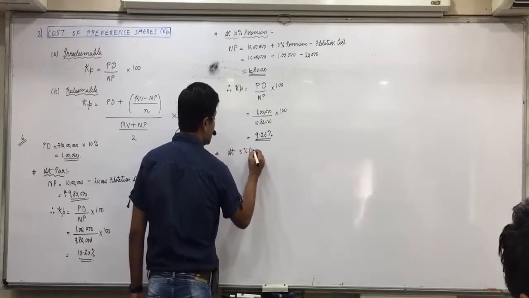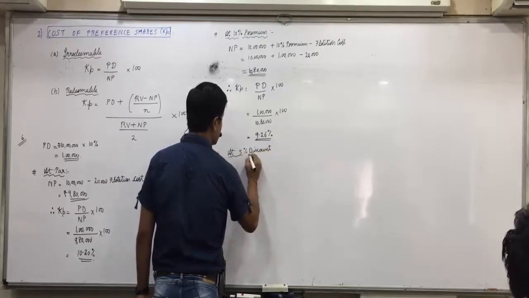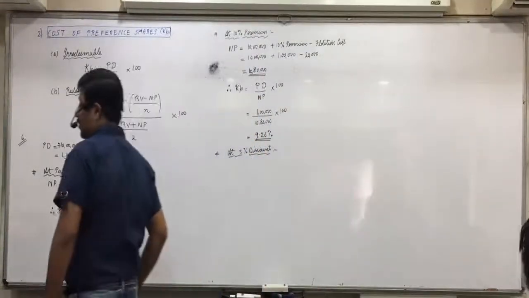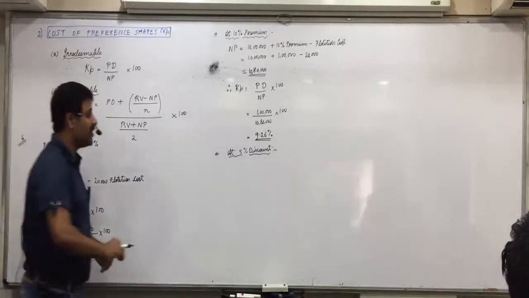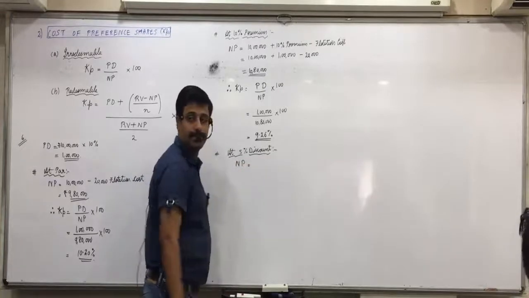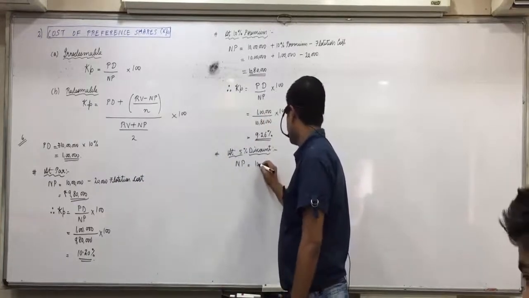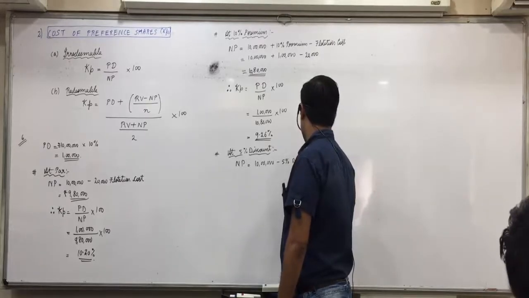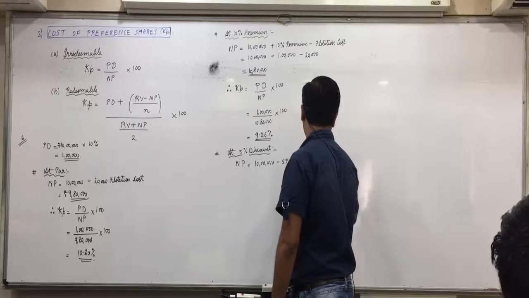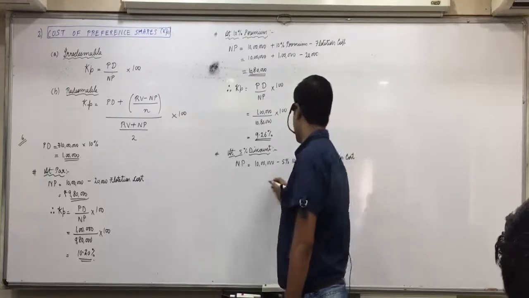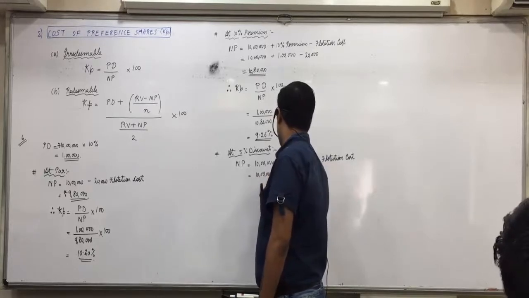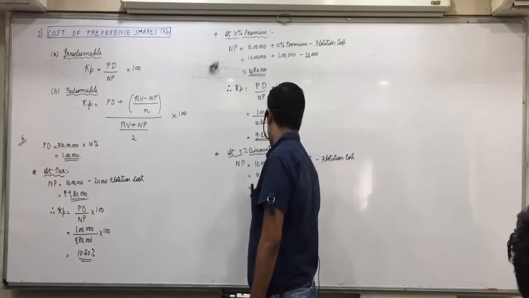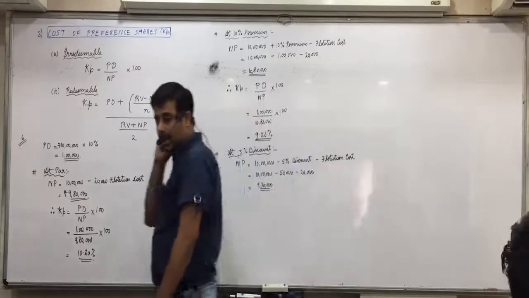And at 5% discount, now at 5% discount, shall we first find the net proceeds? 10 lakh minus 5% discount minus 20,000 flotation cost. 10 lakh minus 50,000, 5% discount of 10 lakhs, minus 20,000 flotation cost, so 9 lakh 30,000. Did all of you understand this?